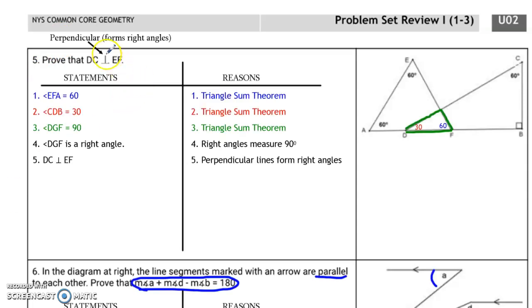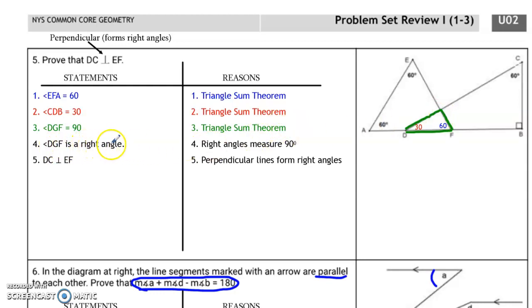All right, this symbol means perpendicular, which means it forms right angles. And I already know that some of the angles are marked for us. For example, this one's 60 and this one's 60. That means this one must be 60, according to the triangle sum theorem. 60 plus 60 plus 60 is 180. I also know that this is 90 and this is 60, so that must be 30. Again, triangle sum theorem. That means that this little green triangle has a 30 and a 60. That means this angle has to be 90, according to, that's right, the triangle sum theorem.